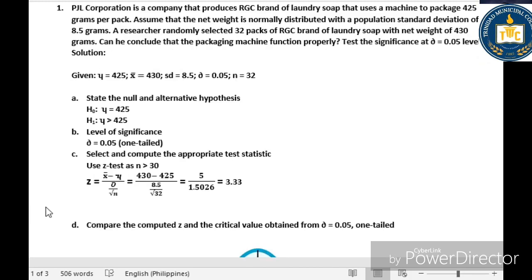Okay, so step B, we need to state the level of significance. Since the level of significance is given, which is 0.05 level. So here, the level of significance equals 0.05, then 1/3. So, kanus aman ta maka-determine if 1/3 ba ang level of significance or 2/3. Okay, so here's the difference.